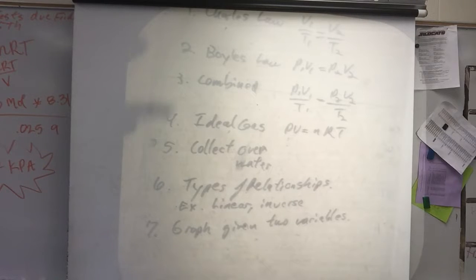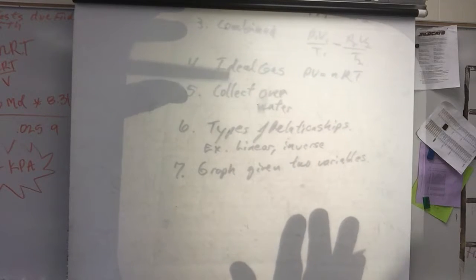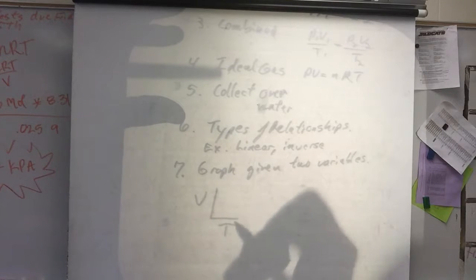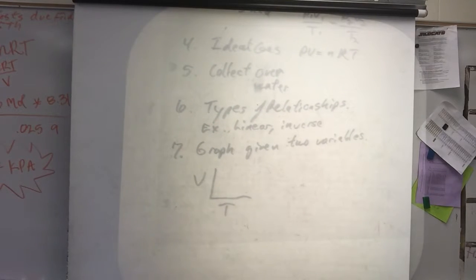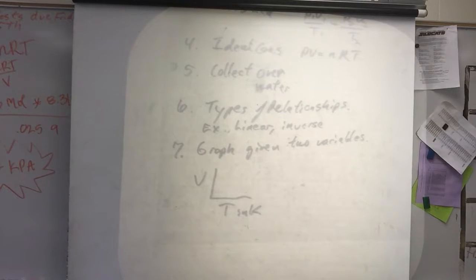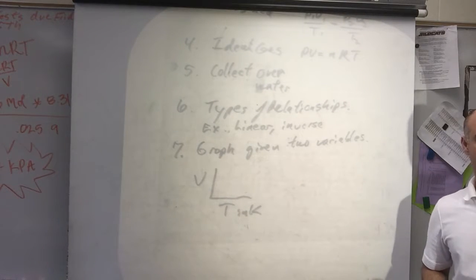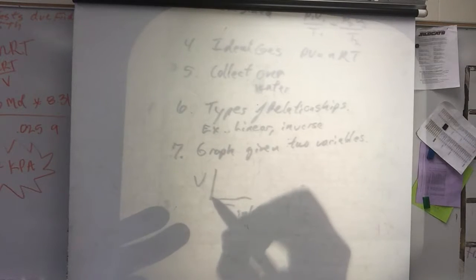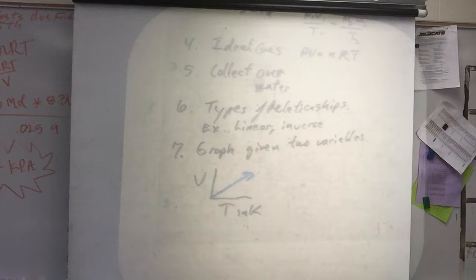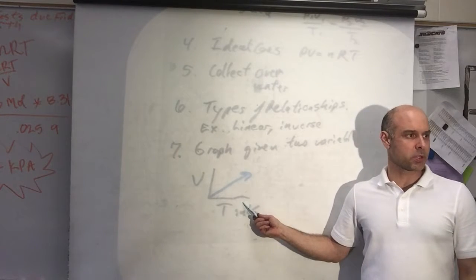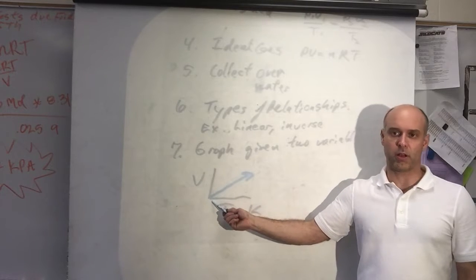For example, if I asked you to graph V versus T, what would that look like? Let's say the temperature's in Kelvin. If the temperature's in Kelvin, then your graph should go through the origin. And it should be linear. Because when you've reached absolute zero, there is no volume.